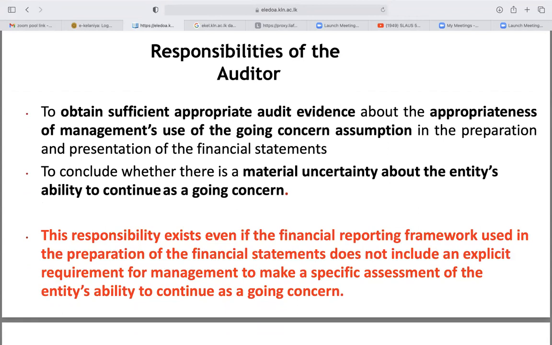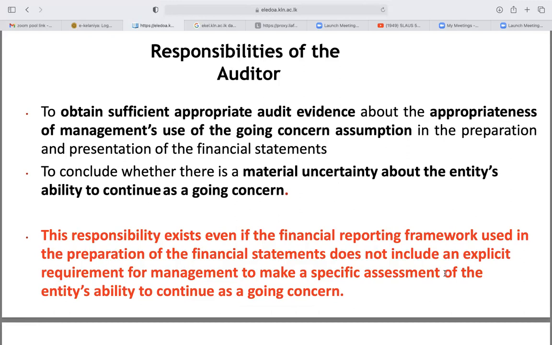The responsibilities of the auditor: the auditor must obtain sufficient appropriate audit evidence about the appropriateness of management's use of the going concern assumption in the preparation and presentation of the financial statements, and conclude whether there is a material uncertainty about the entity's ability to continue as a going concern. This responsibility exists even if the financial reporting framework used in the preparation of the financial statements does not include an explicit requirement for management to make a specific assessment of the entity's ability to continue as a going concern, right?